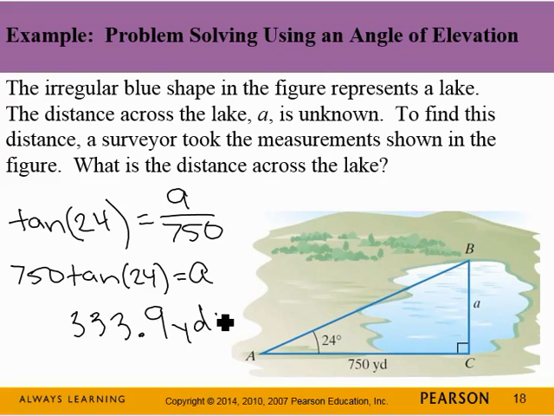So we want 333.9 yards. Just make sure, in that case I got a negative number, so that can't be right. So you want to go back and make sure it's in degrees, since you have 24 degrees, and make sure it's measuring in degrees instead. In that case it was measuring in radians, which would give you a different answer. So make sure you complete the questions below and then work on your homework.